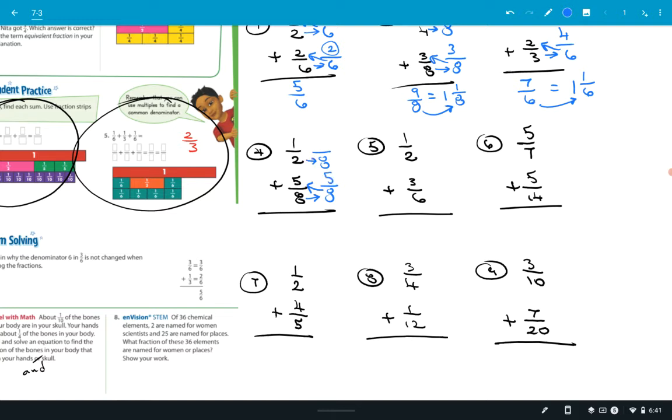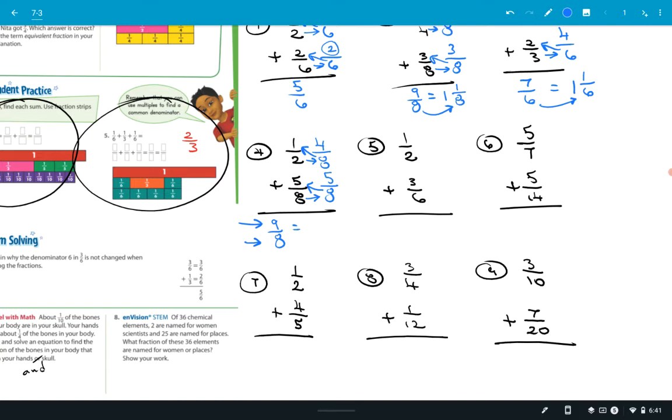And 4 times 1 is 4. Now we add them up. 5 and 4 is 9/8. And once again, what do we have? We have an improper fraction, where the denominator is smaller than the numerator, the number on top.